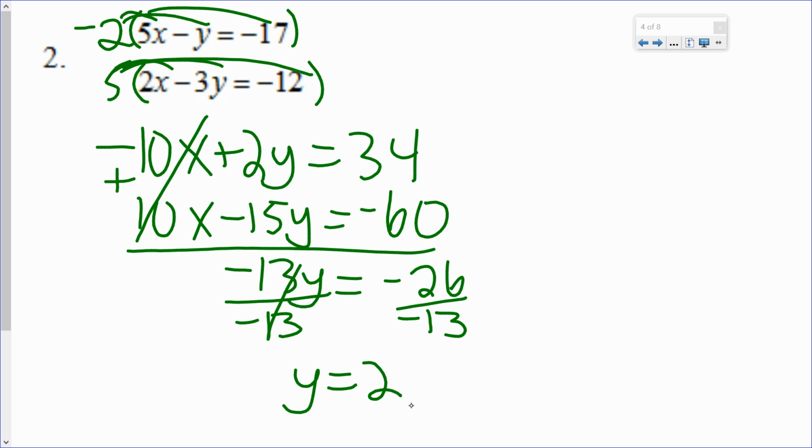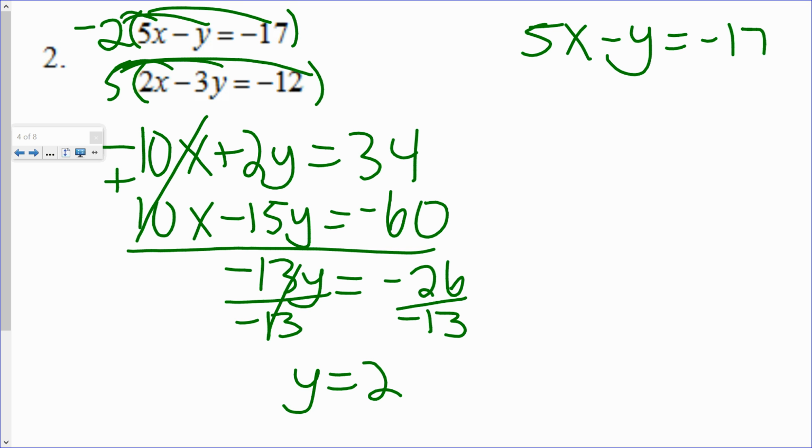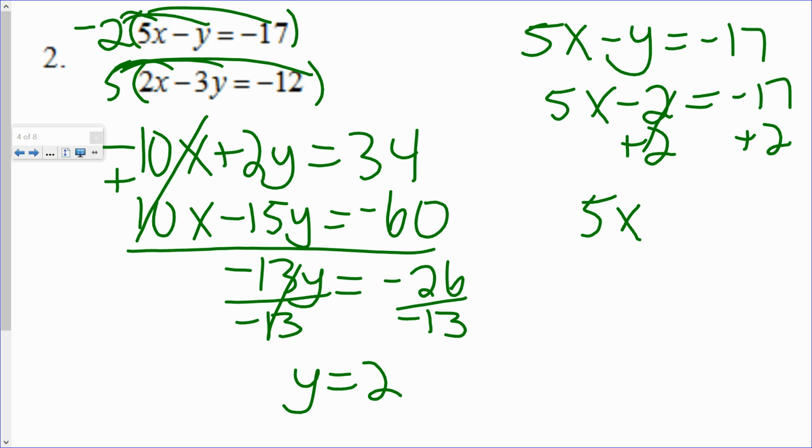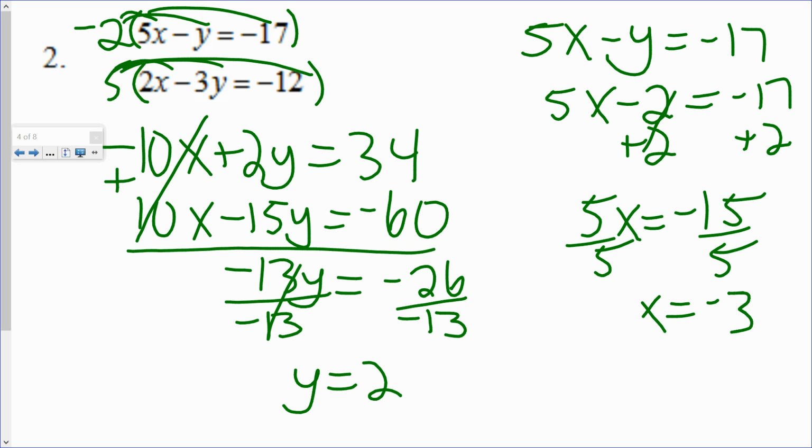Now that I have y, I'm going to go back to one of my original equations. I'm going to replace the y with 2, and I'm going to solve the equation. I get x equals negative 3. So my x is negative 3, my y is 2. They're all the same. There's really not much more to it.